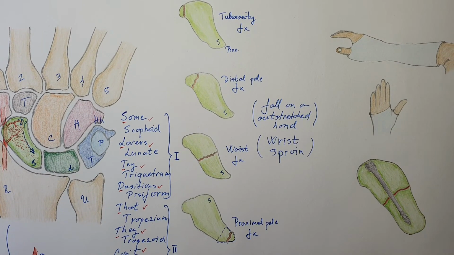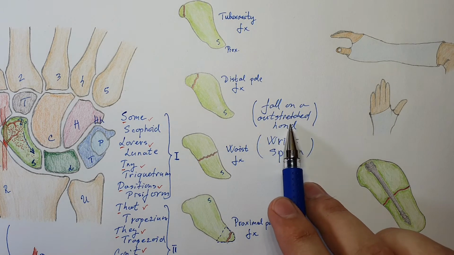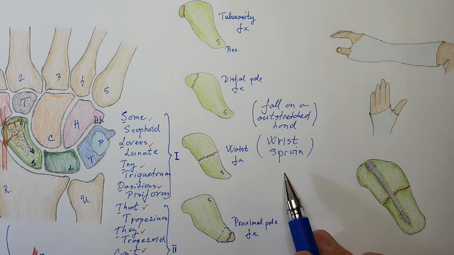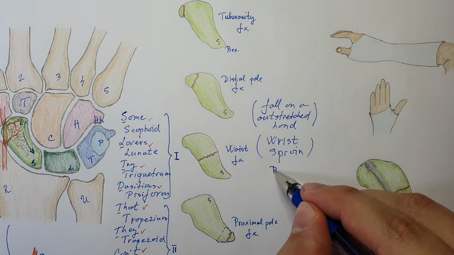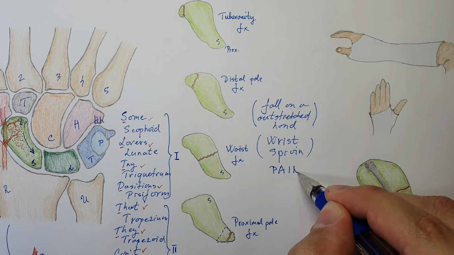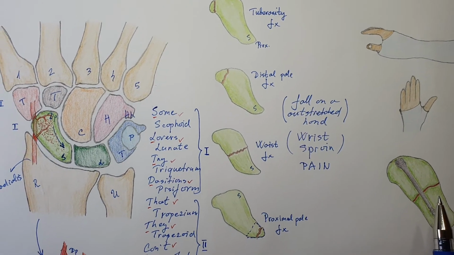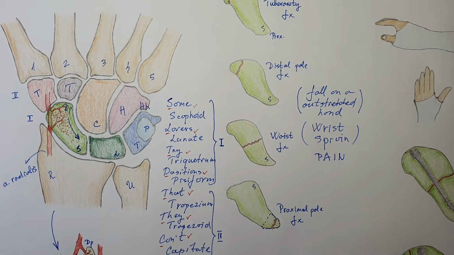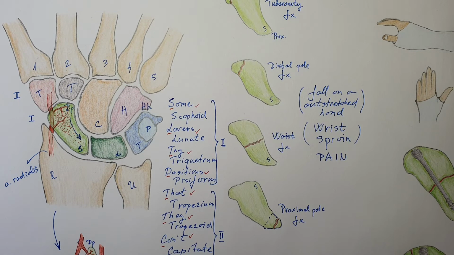So if this fall happens, the patient will have similar symptoms as a wrist sprain. So pain, of course, in the region of the wrist, and it will be hard to distinguish if it is really a scaphoid fracture or not, but there is a test.